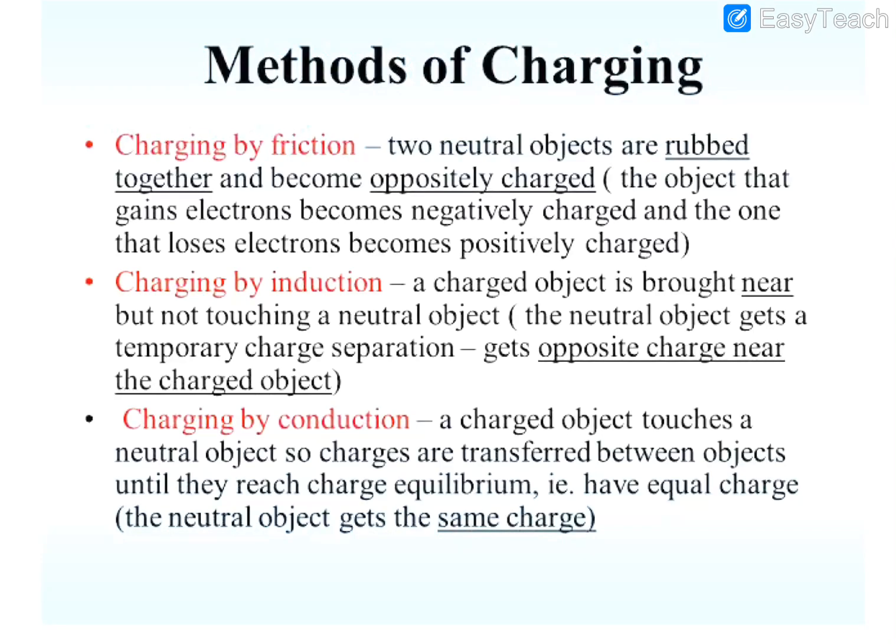So coming to the topic, methods of charging. There are mainly 3 different methods of charging. You can make a neutral object into a charged object by doing any of these 3 methods. The main methods are charging by friction, charging by induction, and charging by conduction. I will discuss one by one. So let us first discuss charging by friction.